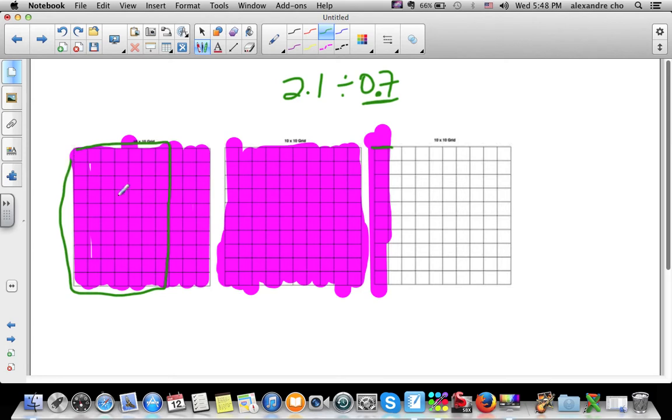That's one group. Now I want to take these 30 and use 40 here. 10, 20, 30, 40. That's another group of 70 that I can make. And let's see if I can make another group of 70. 10, 20, 30, 40, 50, 60, 70. Hey, guess what? I can actually make another group of 70. So, how many times does 0.7 fit into 2.1? The answer is 3.